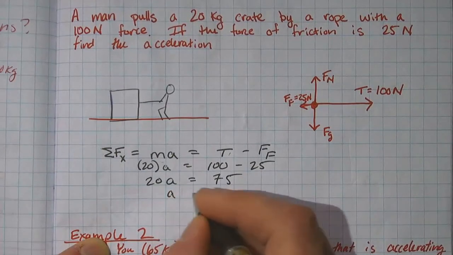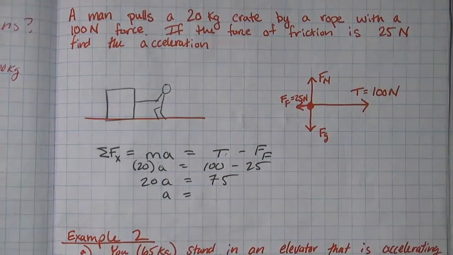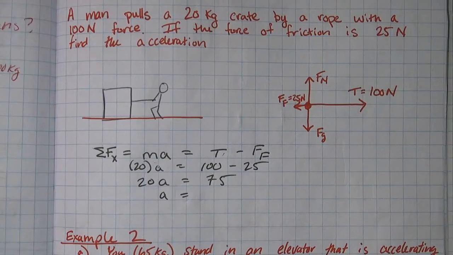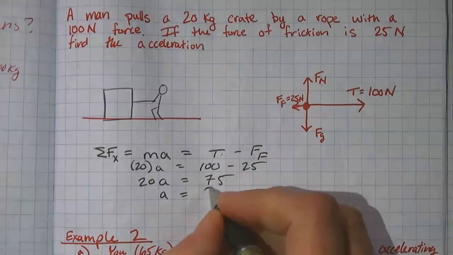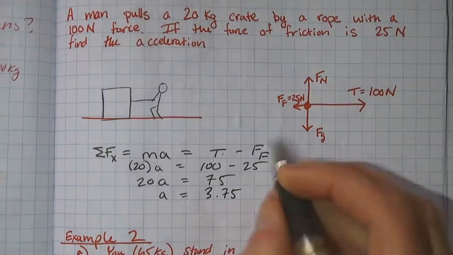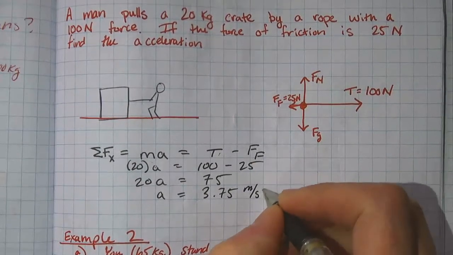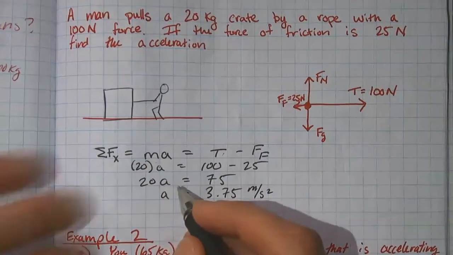Divide by 20. And 75 divided by 20 is going to give you what, 3 point something. 3.75. And the units of acceleration are meters per second squared. So don't forget that.